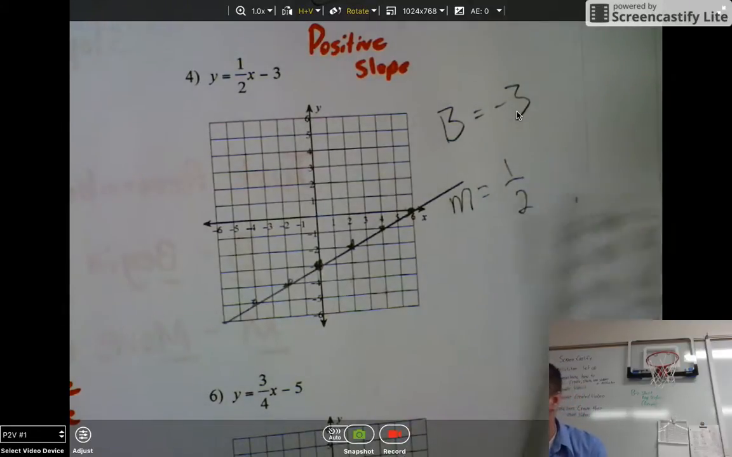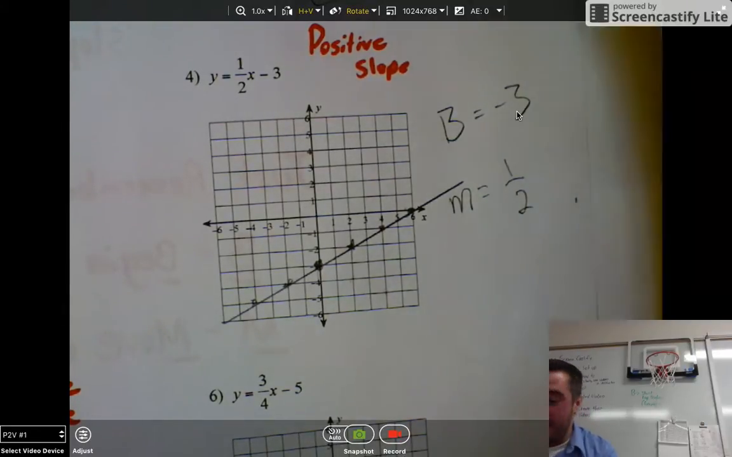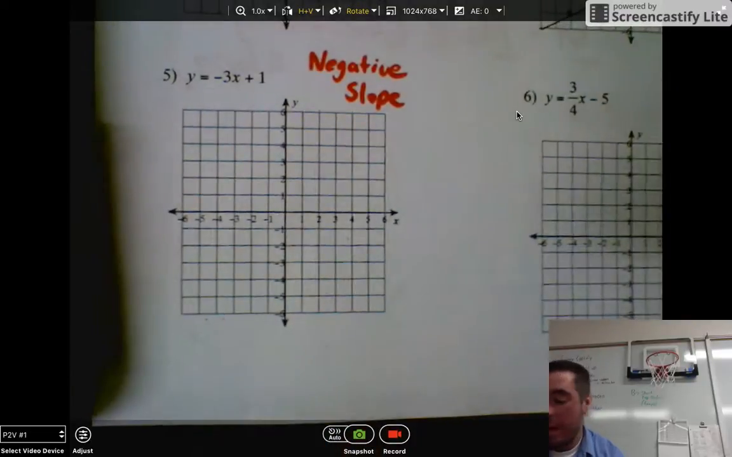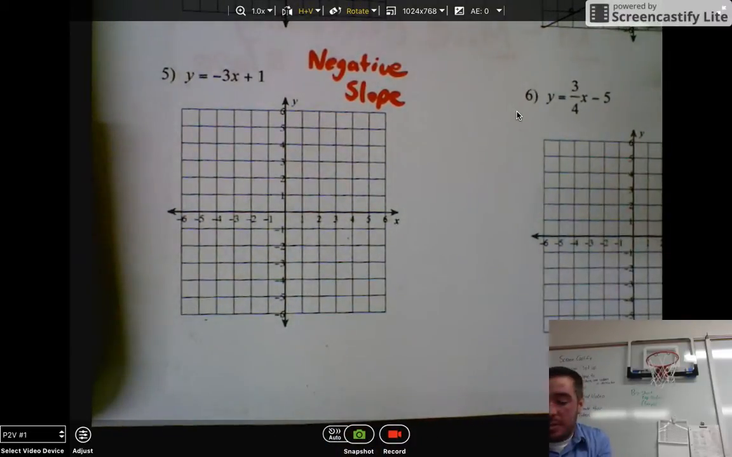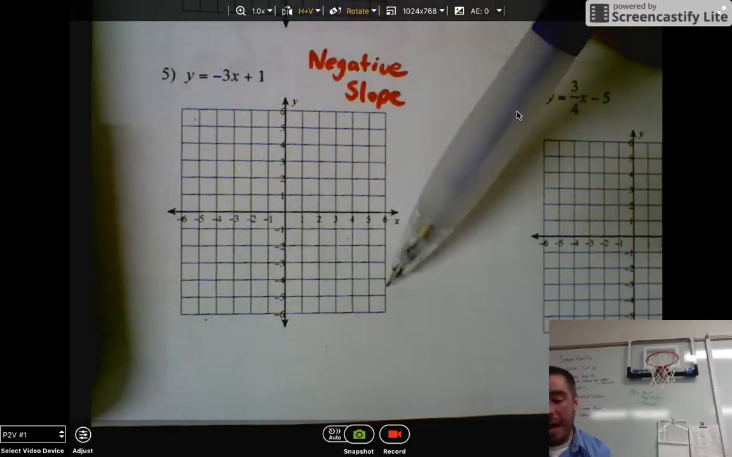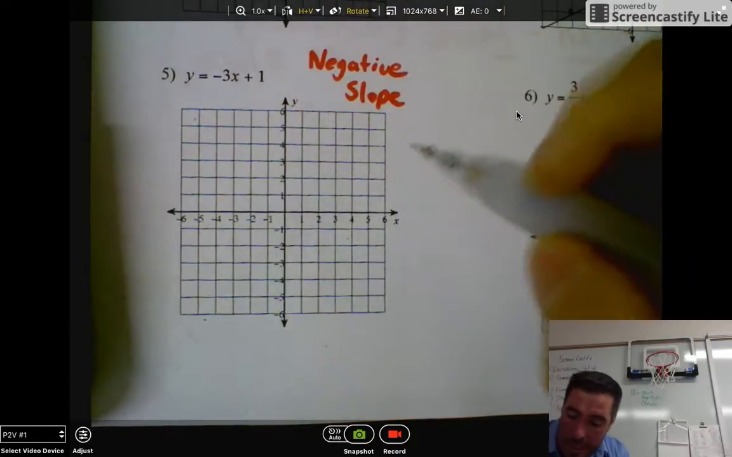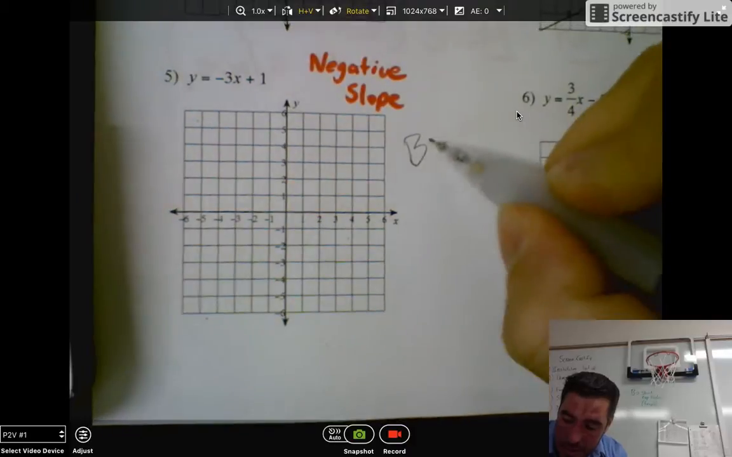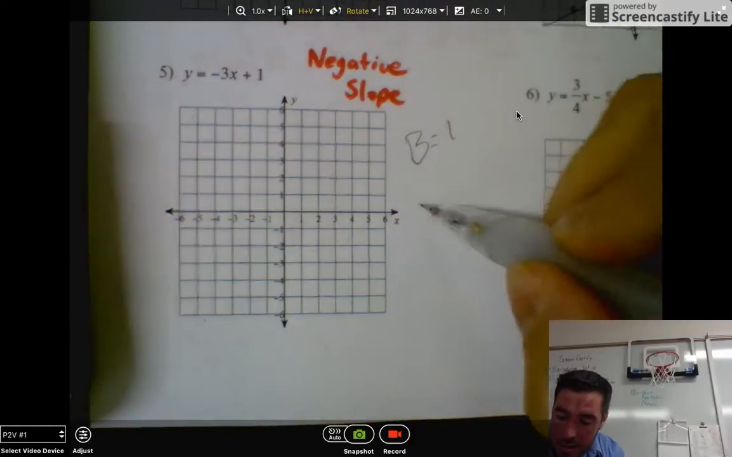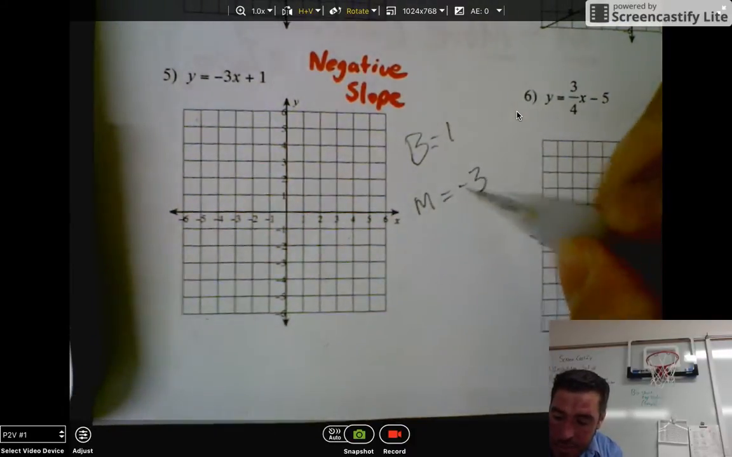All right, and it's that easy. So the second one is going to be a negative slope. So I can already predict before I do this that my line is going to be going down from left to right. So again, I get my y-intercept, which in this case is 1, and my slope is -3.